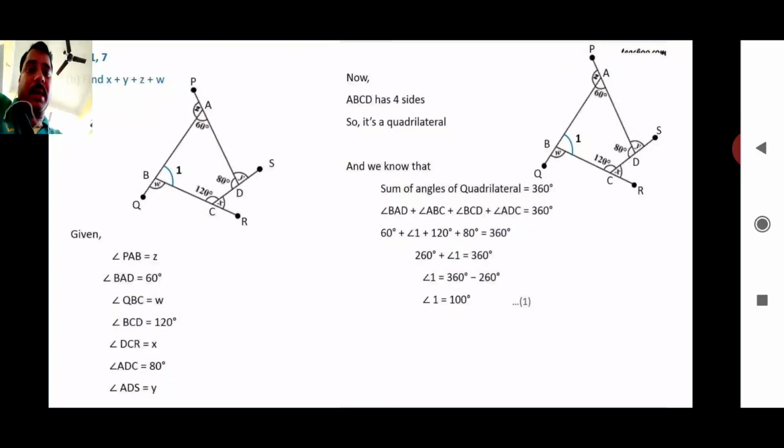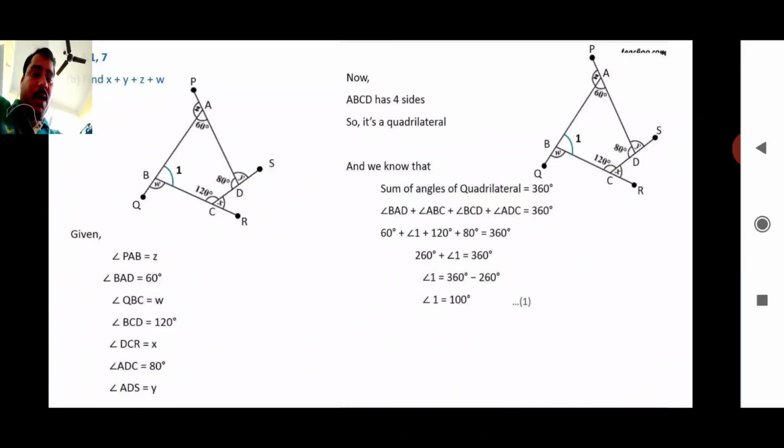Then in the second part, find x plus y plus z plus w. Okay, here it is a quadrilateral, and x, y, z and w are exterior angles of a quadrilateral, and you know that the sum of exterior angles will be 360 degrees. But here you can apply an interior angle sum property. So first, if you want to find angle x, what is the value of x? 120 plus x equal to 180. So x will be 60 degrees.